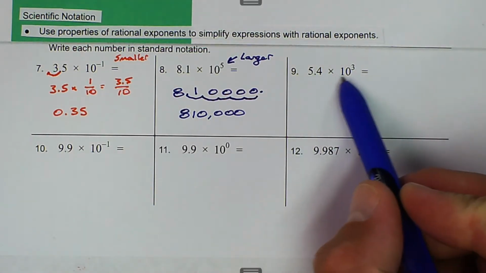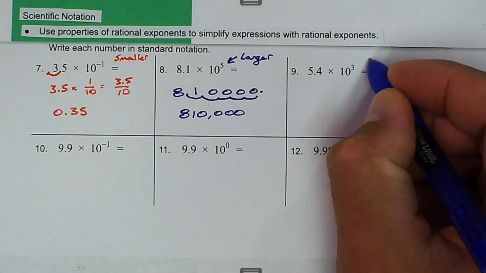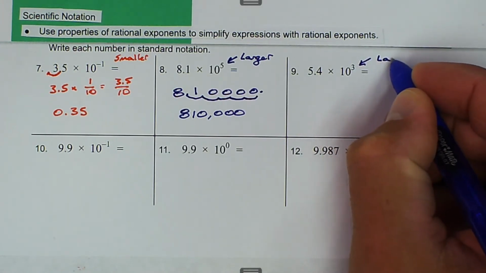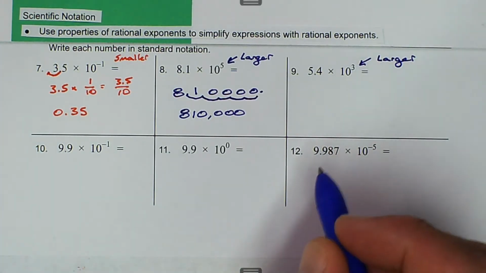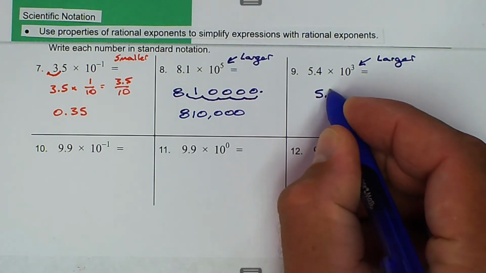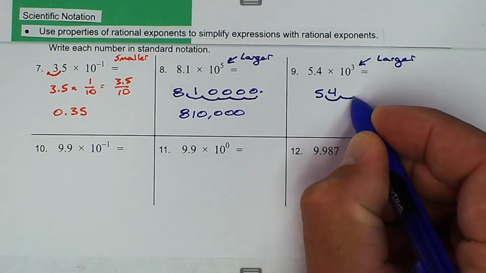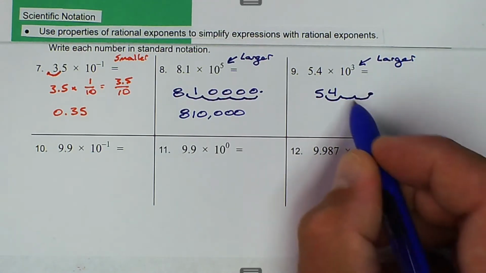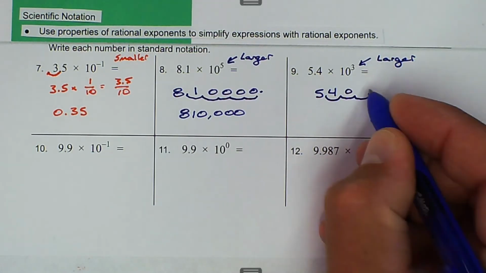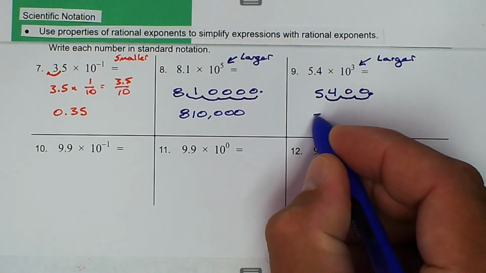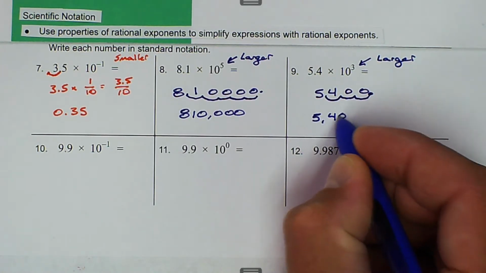As we look at 5.4 times 10 to the third, that is a positive value, so we should think that we're getting larger. And so we have 5.4, and we want to move it 3 decimal points. So 1, 2, 3. And anything that doesn't have a number in it already, we fill with zeros. So this becomes 5,400.